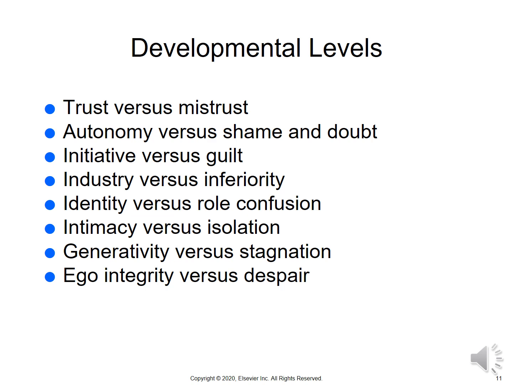Then there is autonomy versus shame and doubt. Age range about 1.5 to 3 years. The goal of this stage is that we must explore and manipulate things in the world to develop autonomy and self-esteem. The medical assistant can help with that by using simple, familiar words, allowing the child to handle equipment and make choices, and using play to teach the child.